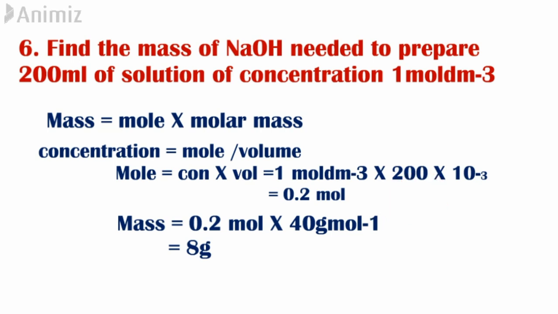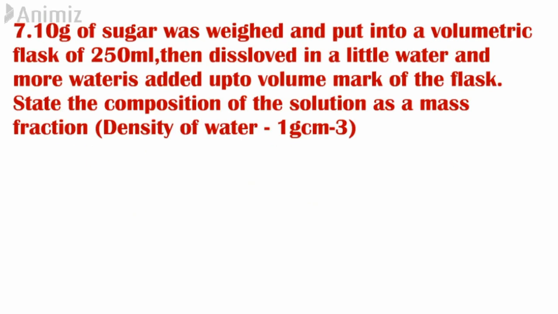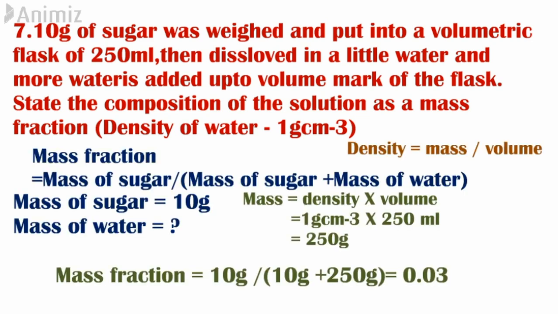This question is, 10 gram of sugar was weighed and put into a volumetric flask of 250 ml. Then it was dissolved in a little water and more water was added up to the volume mark of the flask. State the composition of the solution as the mass fraction. So we have learned what a mass fraction is. To know the mass fraction, we have to know the mass of sugar and mass of water. They have given the mass of sugar as 10 gram, but we don't know the mass of water.